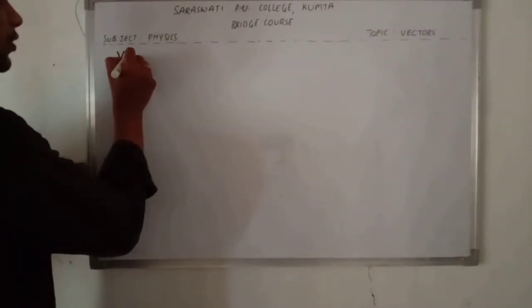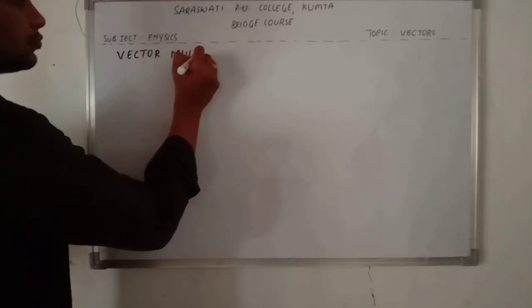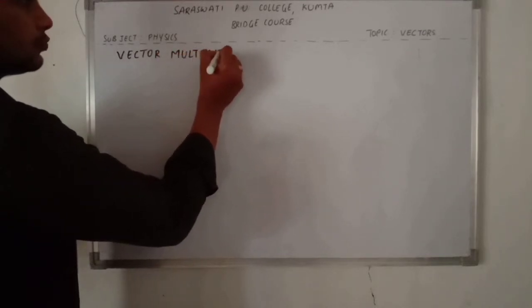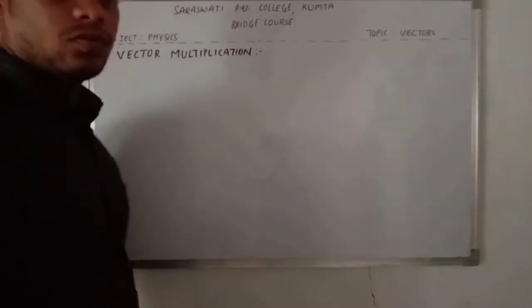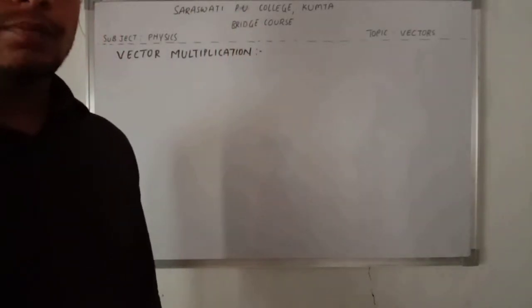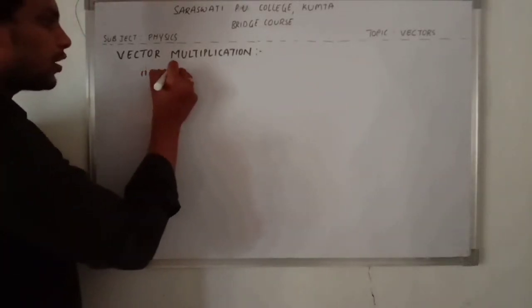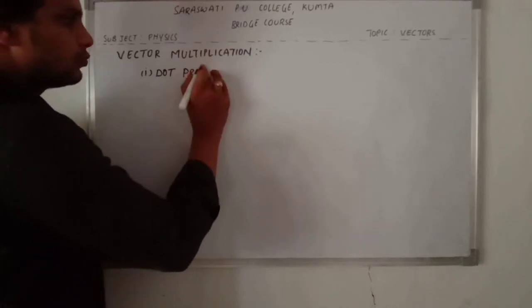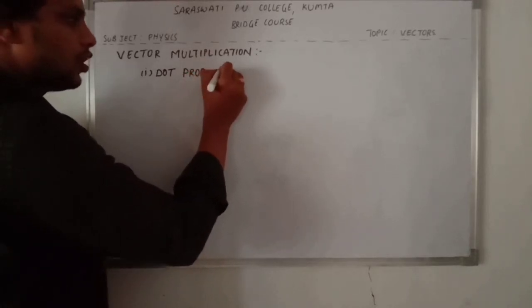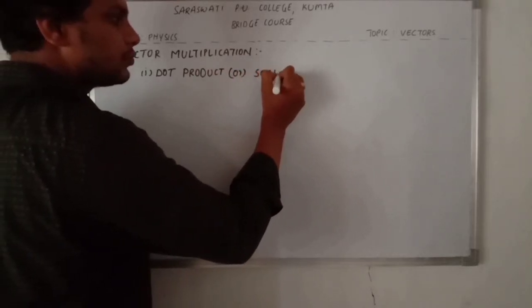So the next concept is vector multiplication. We have two kinds of vector multiplications. The first one is the dot product, which is also called the scalar product.